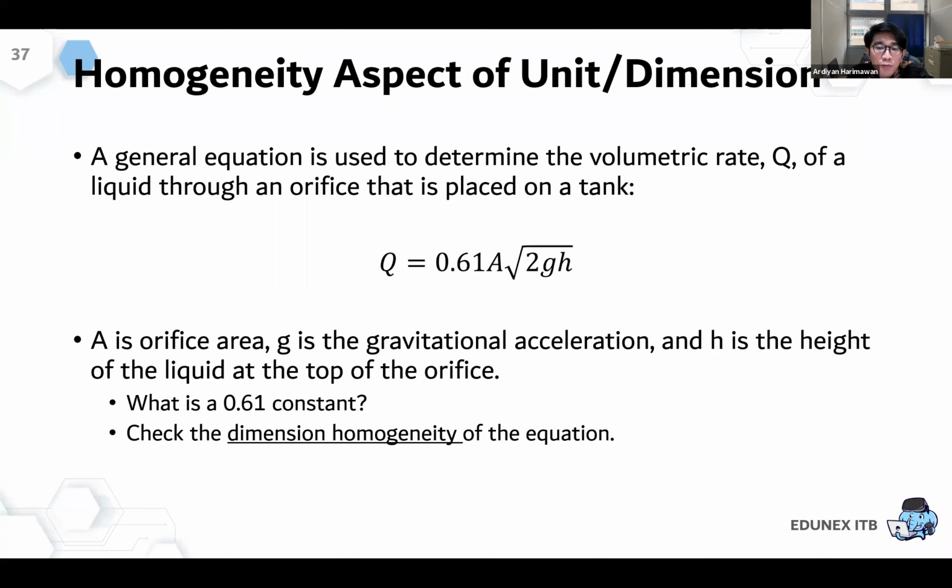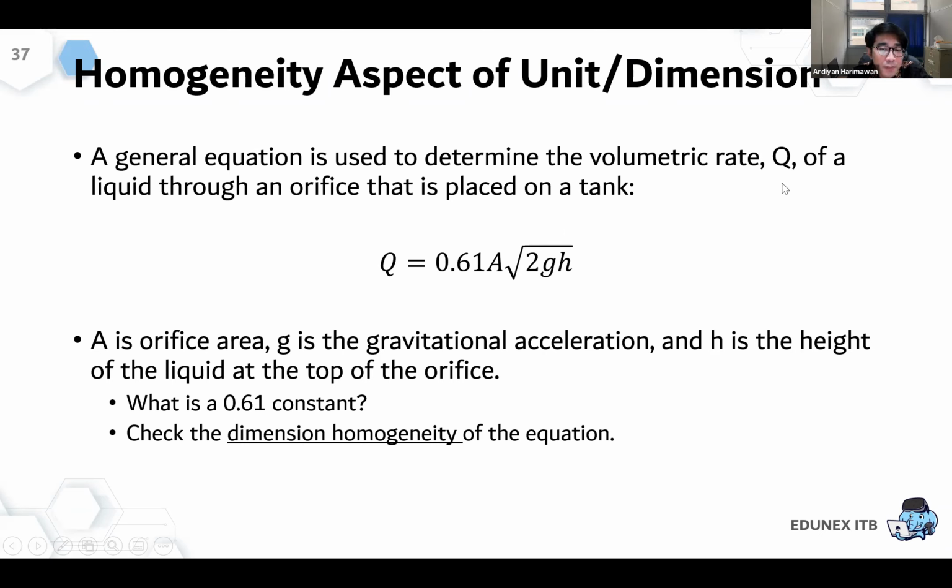Then if you forget the formula, you can try to analyze the units' homogeneity. That means the question parameters, if you know the units, then you can correlate them with the data parameters. You can try to mix and match so you can answer the question. It's called the homogeneity aspect of the unit.